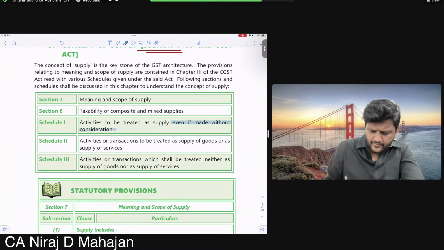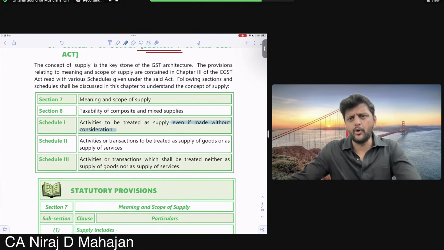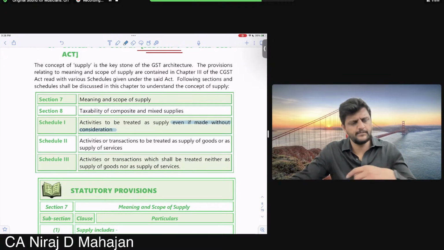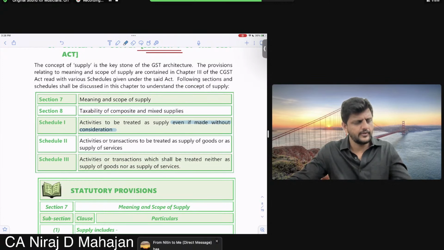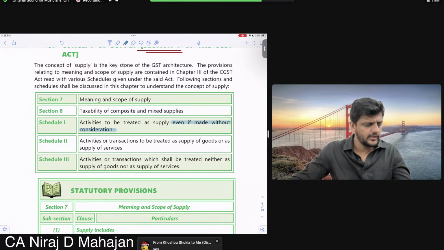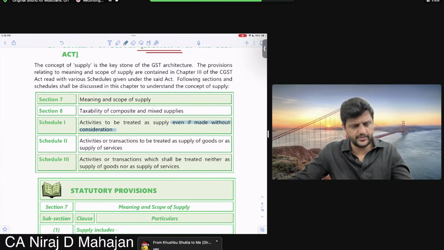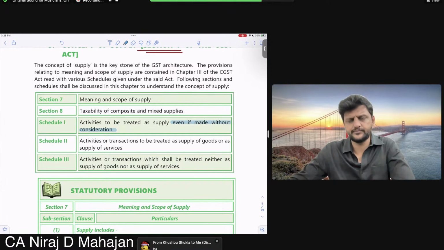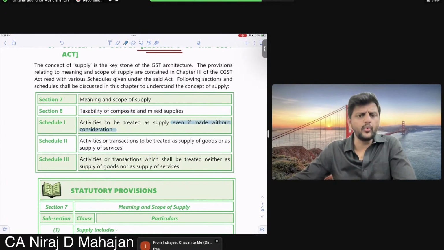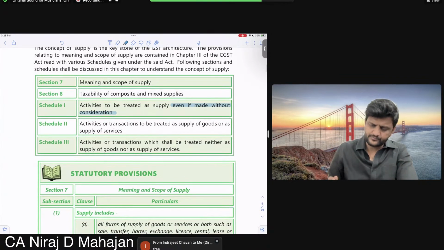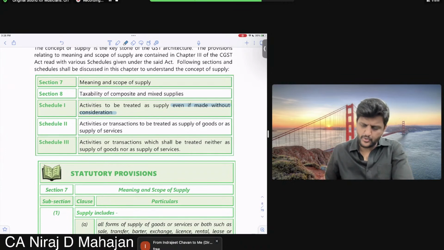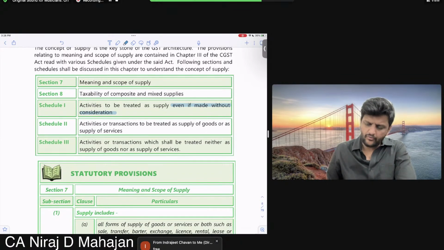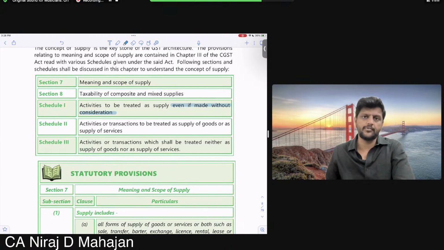Did I just discuss branch transfer? Branch transfer generally will be without consideration. Clear till here? Generally, normally. Okay? So even if made without consideration. Schedule 2: activities or transactions to be treated as supply of goods or as supply of services.